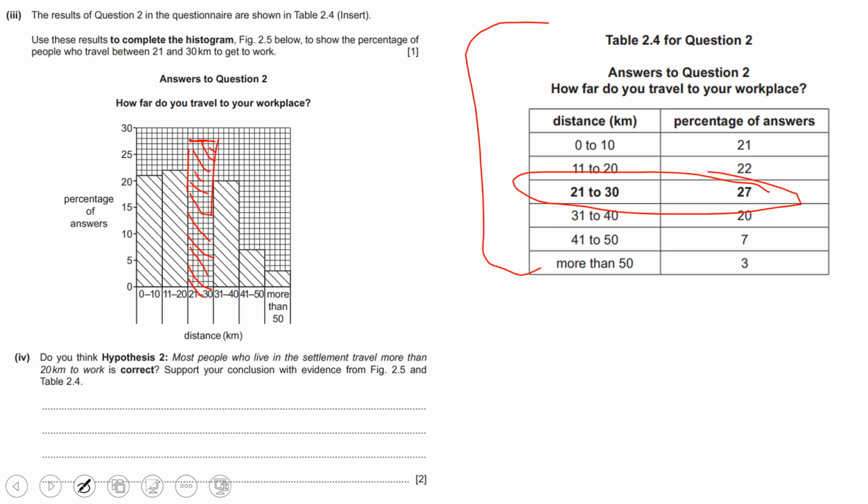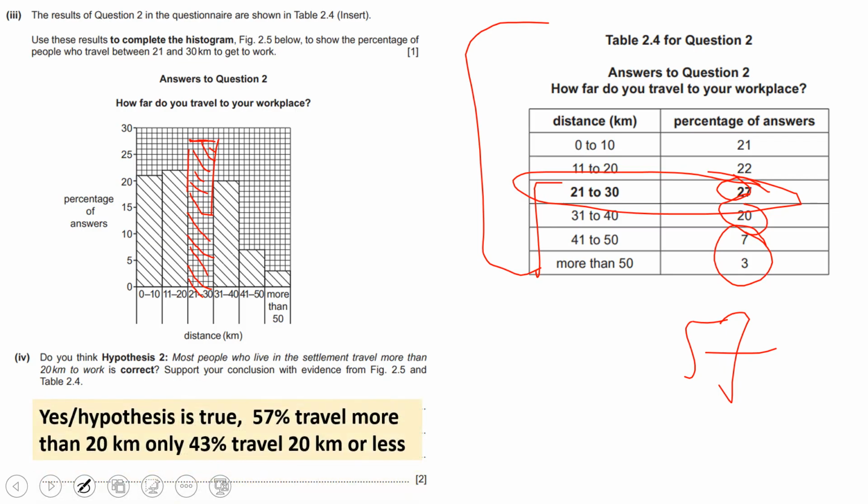Now, they said, do you think hypothesis 2, most people who live in the settlement travel more than 20 kilometers to work, is correct? Let's say travel more than 20 kilometers to work is correct. 21 down to 50. What's the total now? This is 10, this is 30, this is 57. So the hypothesis is true. That's it. So this is the answer. Hypothesis is true. That will give you 1 mark. That means it's correct. 57% travel more than 20 kilometers. Only 43% travel 20 kilometers or less.